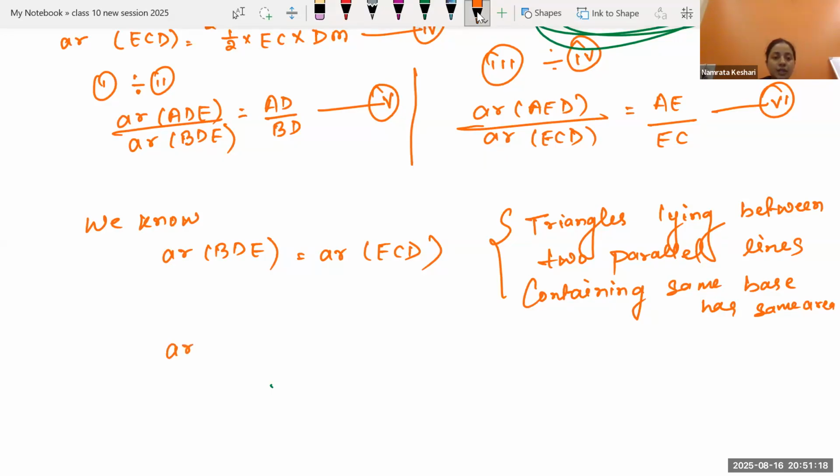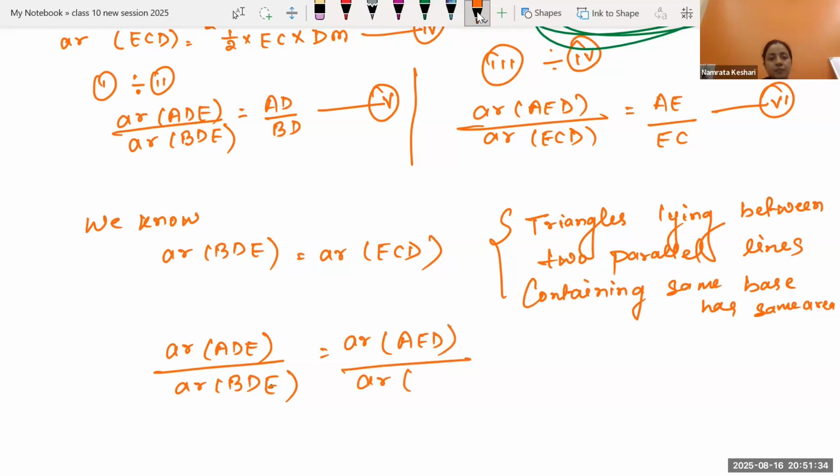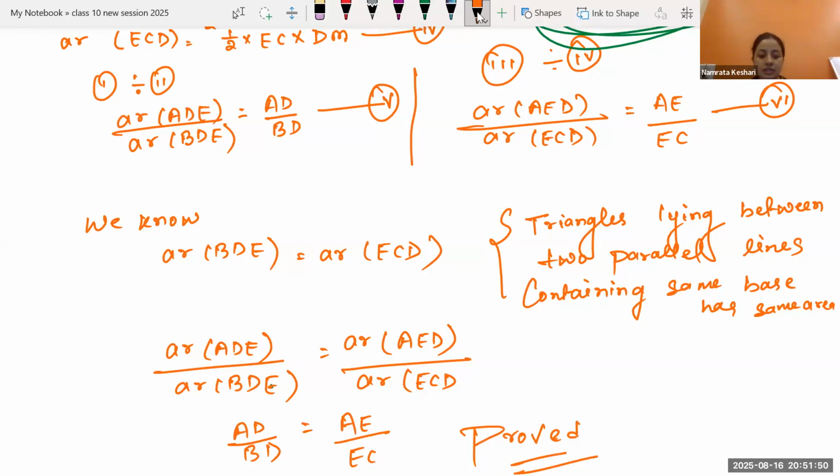Area of triangle ADE by area of triangle BDE is equal to area of AED by area of ECD, and we are done with the proof. AD by BD is equal to AE by EC. Clear? Any confusion?